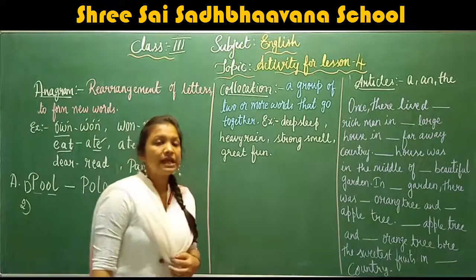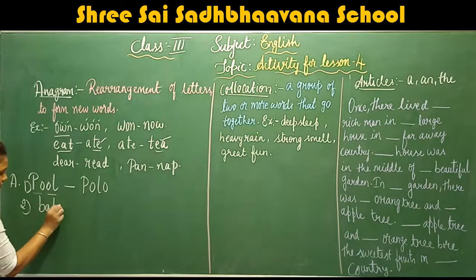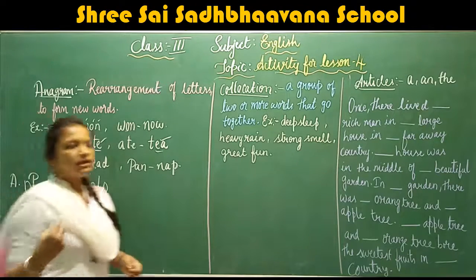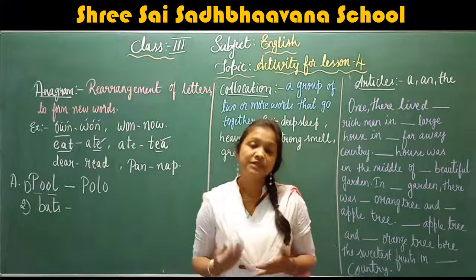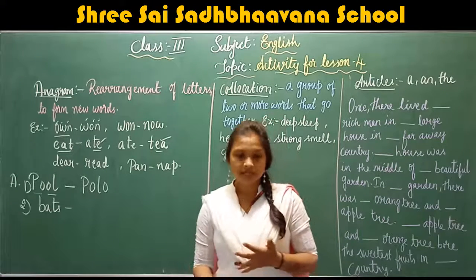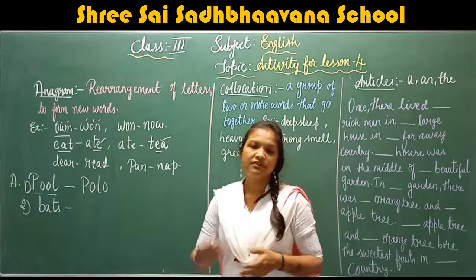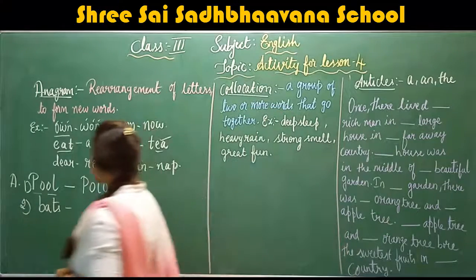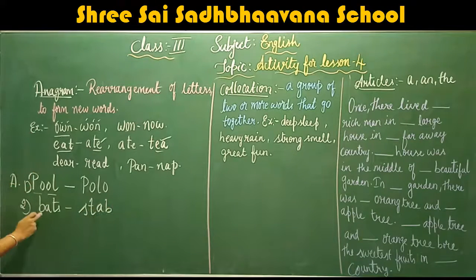Now, second one. They have given B-A-T-S, bats. By using these four letters, we have to form the new word. What are the options they have given? S-T-A-B, stab, B-E-T-S, bets, R-A-T-S, rats, and B-E-S-T, best. Which is the proper answer? That is S-T-A-B, stab. See? Did you understand?